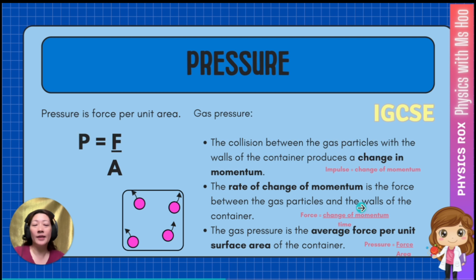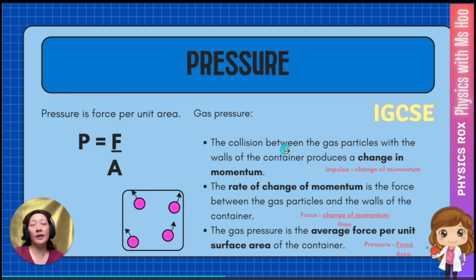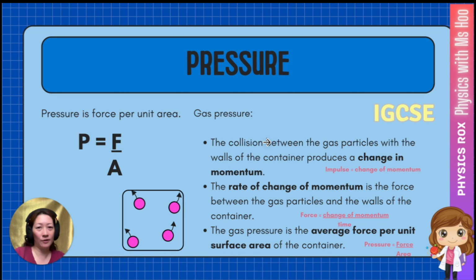If you can understand this flow, it would really help you in explaining how gas particles are able to exert pressure. One thing to point out to you, always talk about the collision between the gas particles and the walls of the container, or the collision between the gas particles and the surface it's exerting pressure on. Many students tend to talk about collision between the gas particles with each other, but that is not what is exerting pressure. That's just exerting pressure on each other.